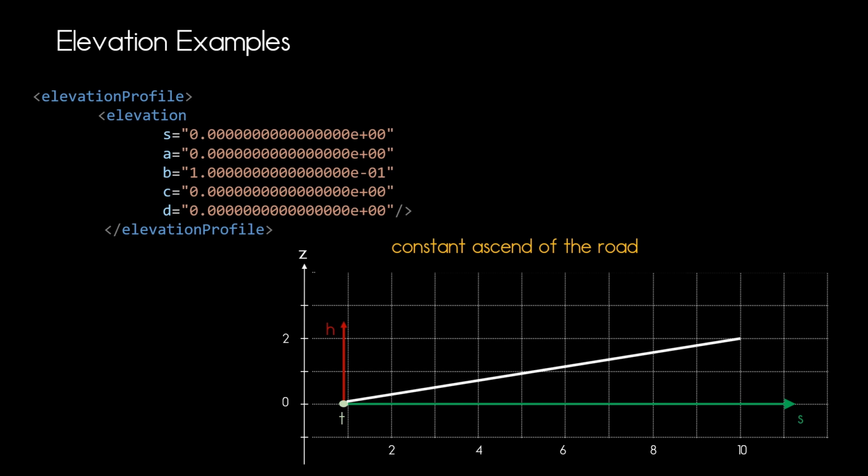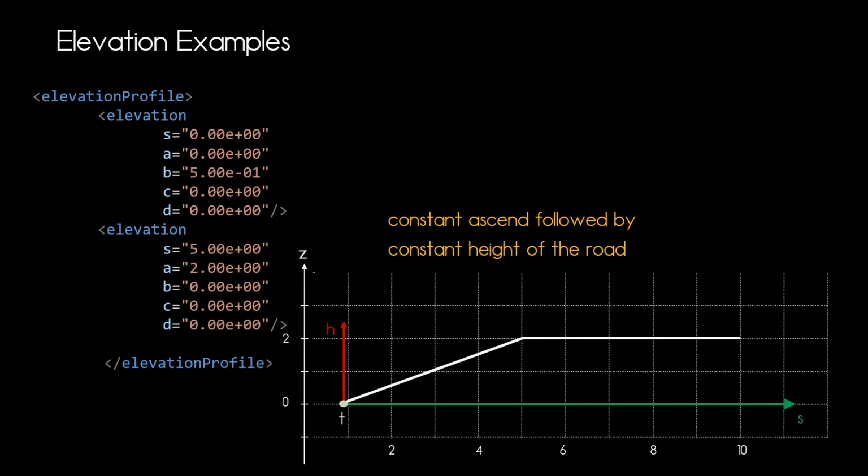Just applying a constant height to a road is just not going to do it for most road networks. So we also need to be capable to apply a constant ascent or descent to a road. And that you can do by changing the parameter b. So what I showed here is a constant ascent from 0 to a height of 2 over a distance of 10 meters. So for that we change the pitch of the road by changing the parameter b.